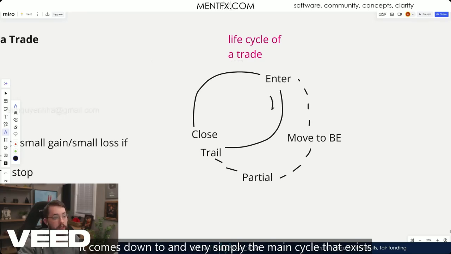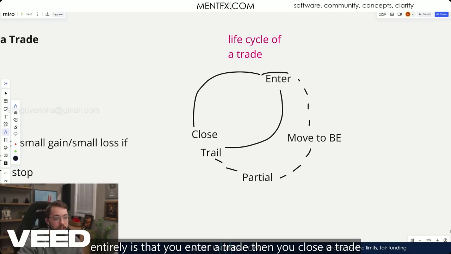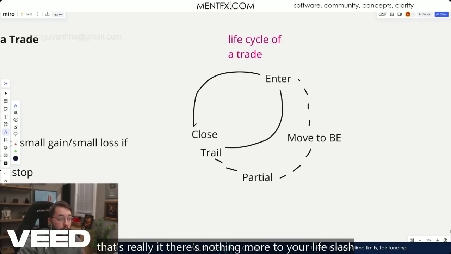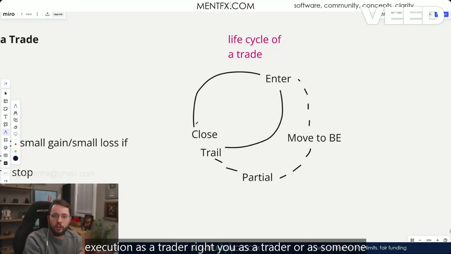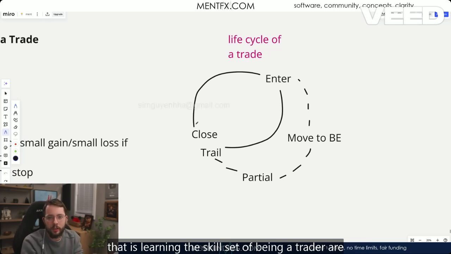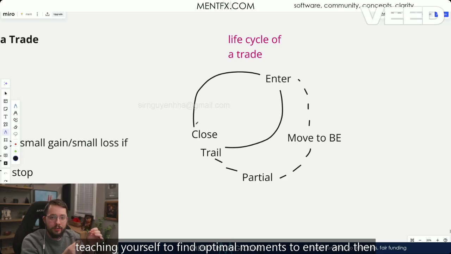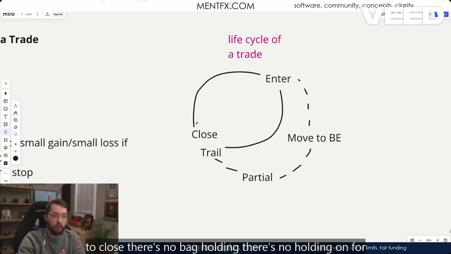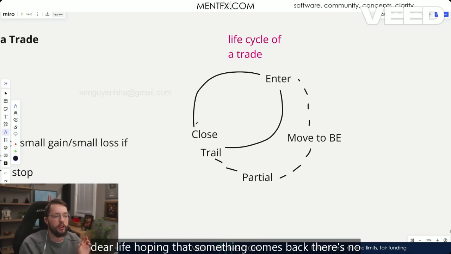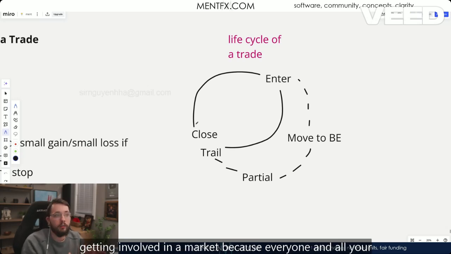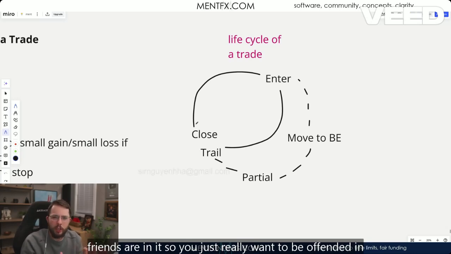And very simply, the main cycle is that you enter a trade, then you close a trade. That's really it. There's nothing more to your execution as a trader. As someone learning the skill set of being a trader, you are teaching yourself to find optimal moments to enter and then to close. There's no bag holding. There's no holding on for dear life, hoping that something comes back. There's no getting involved in a market because all your friends are in it and you just want to make some money.